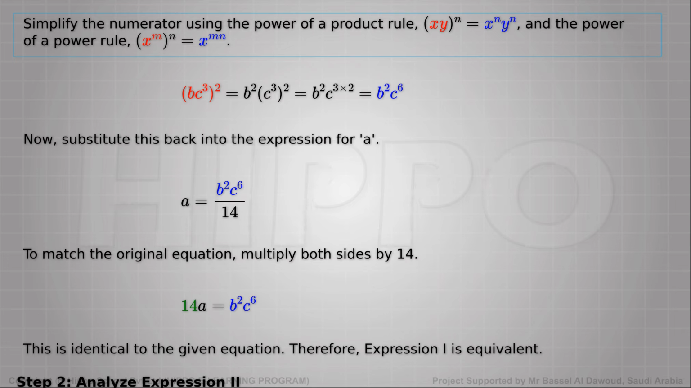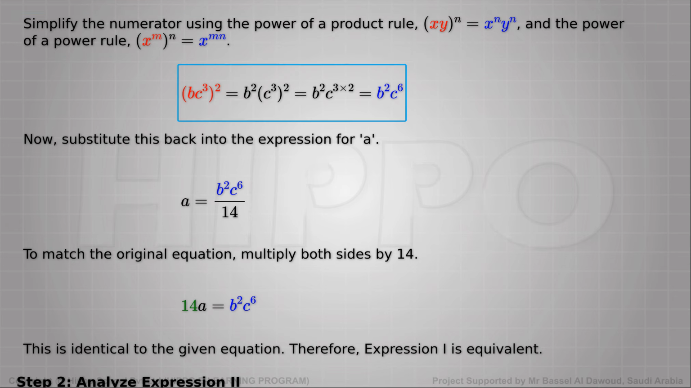To do this, we need our exponent rules. First, the power of a product rule tells us to apply the exponent to each factor inside the parentheses. So it becomes b squared times c cubed squared. Next, we use the power of a power rule for the c term. We multiply the exponents. So c cubed squared becomes c to the power of 3 times 2, which is c to the sixth. Putting it all together, the numerator simplifies to b squared c to the sixth.